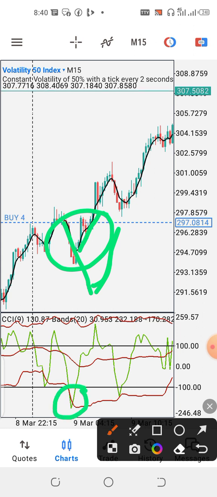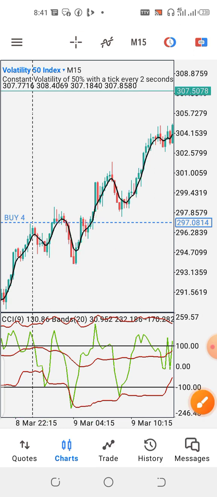If you want it even better, you wait for your Bollinger Band to touch the 0 level. When your CCI has crossed below, then you wait for your Bollinger Band to touch the 0 level. Here is our 0 level. Immediately you touch the 0 level, you wait for your moving average here to be going up this way before you enter. Even though the Bollinger Band touches the 0 level without it going up like this, guys, don't enter for buy.